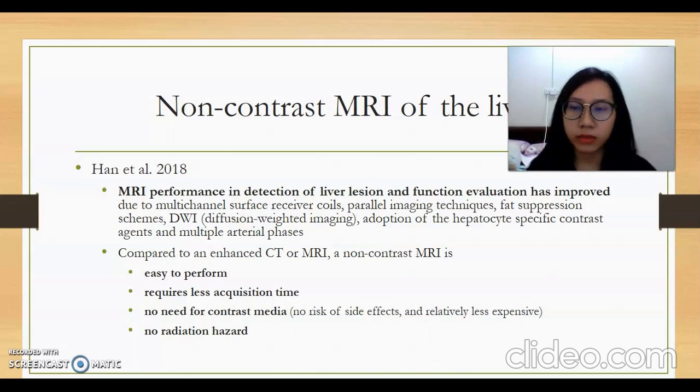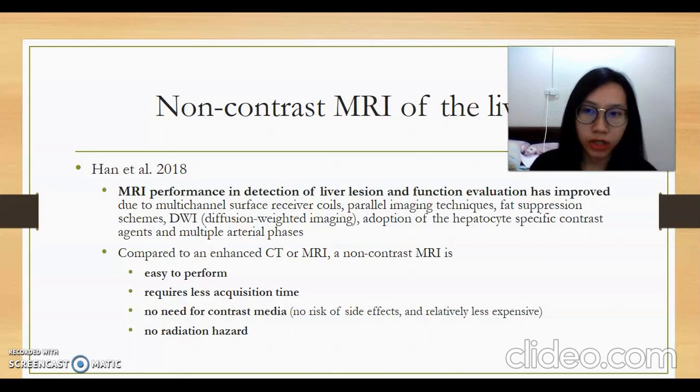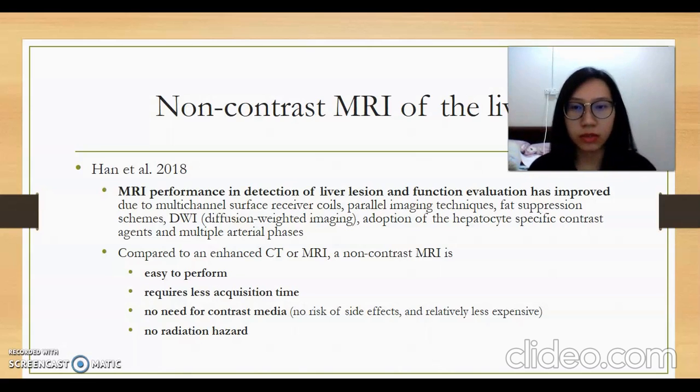From this journal by Han et al., MRI performance in detection of liver lesions and function evaluation has improved because of features such as multi-channel surface receiver coils, parallel imaging techniques, fat suppression, diffusion-weighted imaging, and the adoption of hepatocyte-specific contrast agents and multiple arterial phases. All these features are helpful in order to characterize the liver lesions in MRI, even though we have no contrast.